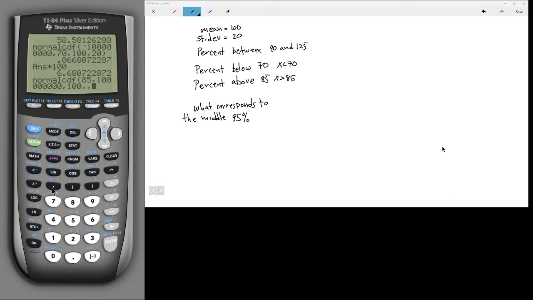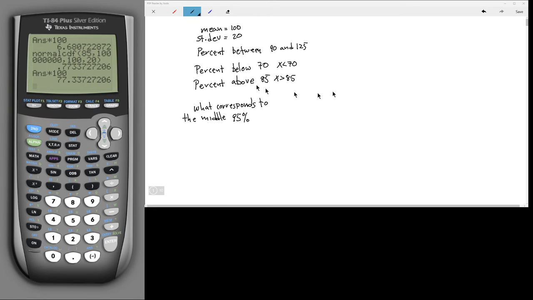All right, and then again the mean, which is 100. Standard deviation, which is 20. And I've got my probability multiplied by 100 to get the percent. So 77.34%. All right, so all three of those, that's how you're going to input it.